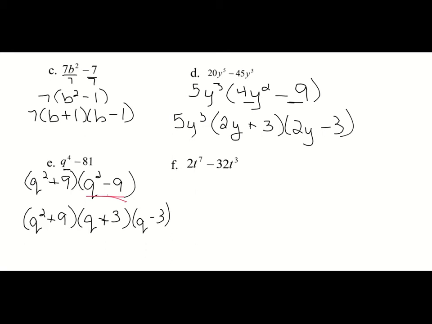Let's take a look at F, our last one here. I do need to pull out a GCF. I'm going to pull out 2t to the third power. So that is going to give me t to the fourth power. I'll keep my 2t to the third here. I'll draw a little line.